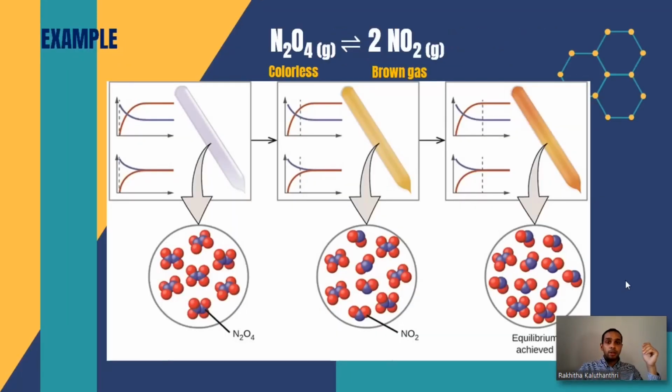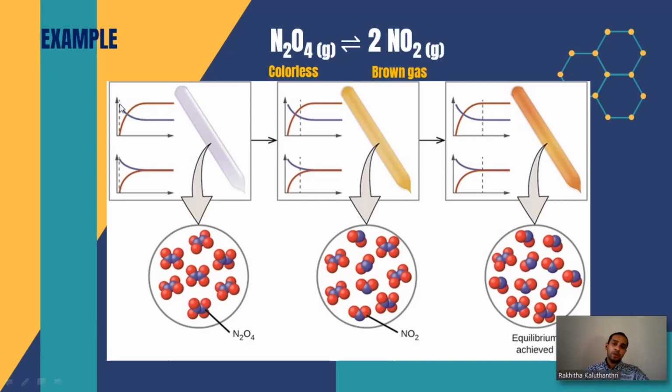Now, for this example, I have taken N2O4 going into NO2. When you're starting with N2O4, these two graphs, I just want you to know that the one on the top is the concentration versus time graph. The one on the bottom in each of these diagrams is the rate versus time graph. When you're starting off, the blue color represents N2O4 and the brown color represents NO2.